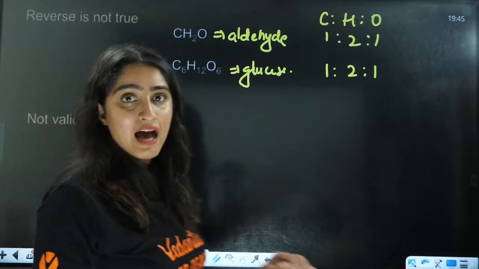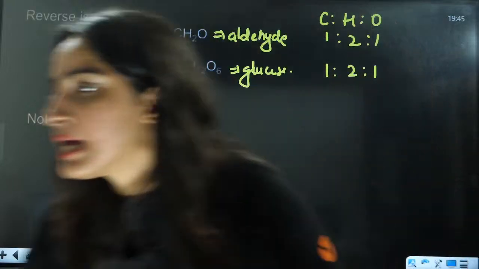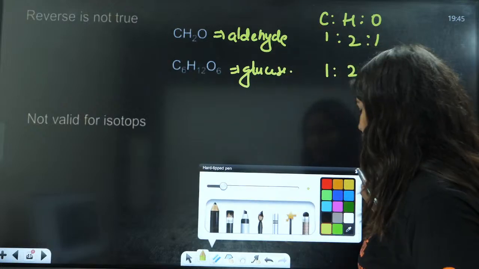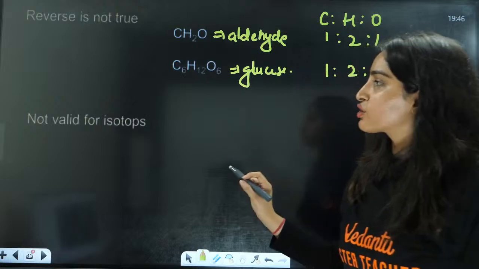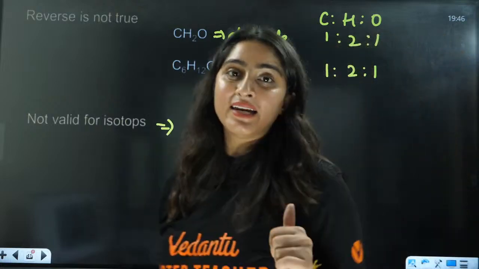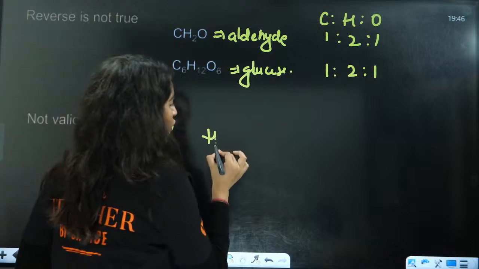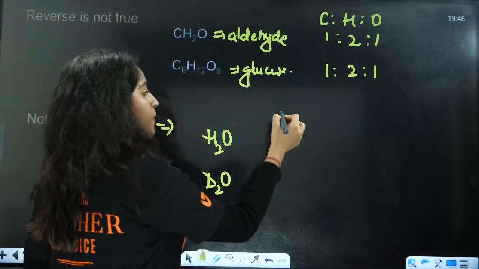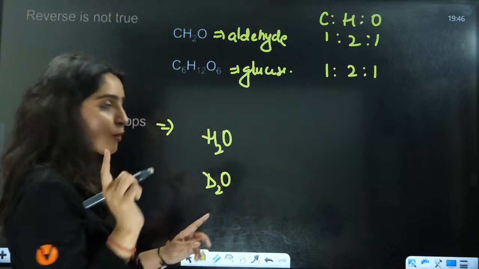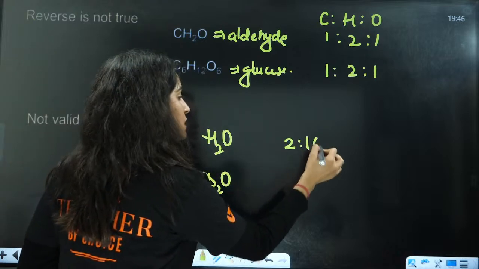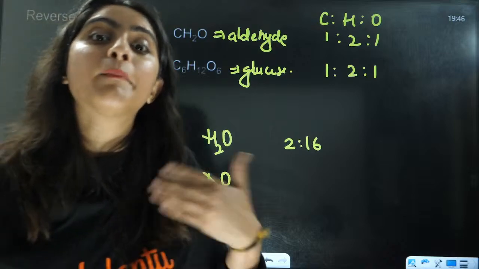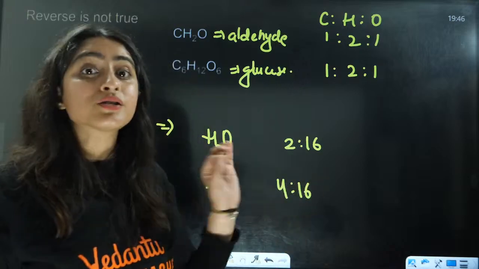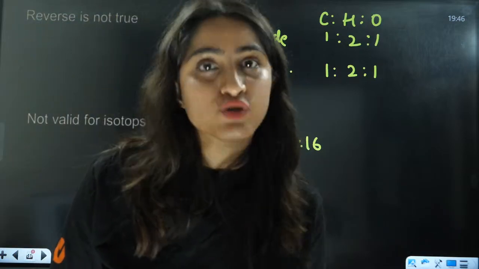Next we have isotopes. For isotopes, the law is not valid. For example, I am talking about H2O and D2O. I am talking about these two things. Here, if we talk about the ratio, the ratio of masses will be 2 ratio 16. And this will be because deuterium has double the mass of hydrogen. Here it will be 4 ratio 16. So here the ratio is not the same. So this is not applied for isotopes, right?